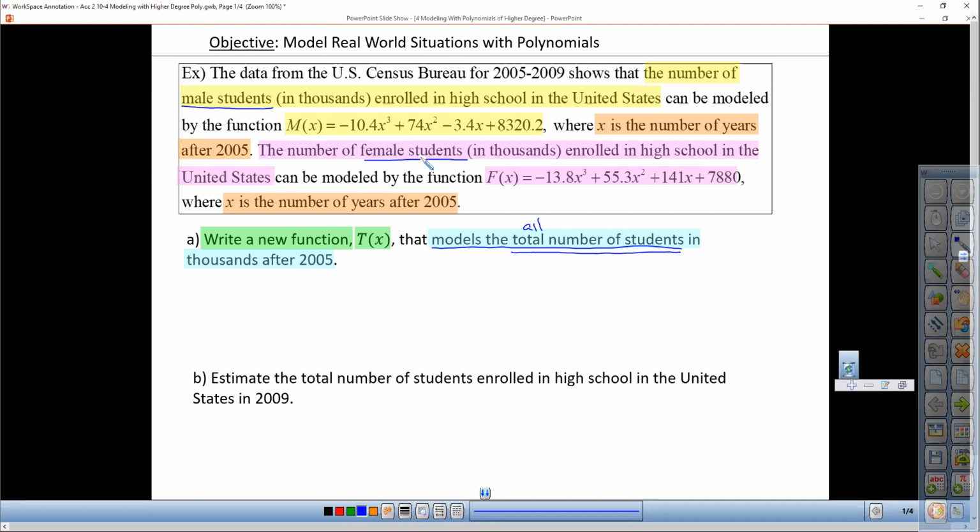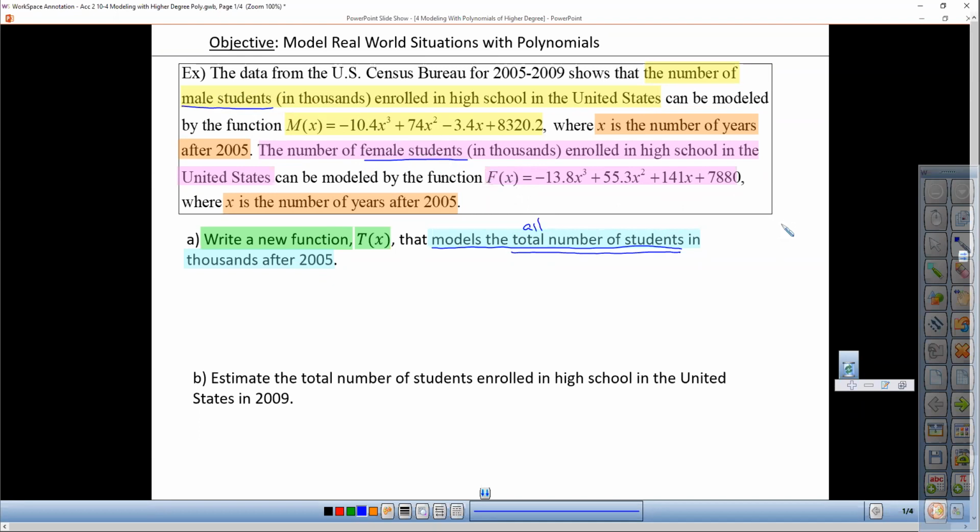So like, if I have in a class 12 males and 13 females, the total number of students would then be the 12 plus the 13, which would then in that case be 25 students.